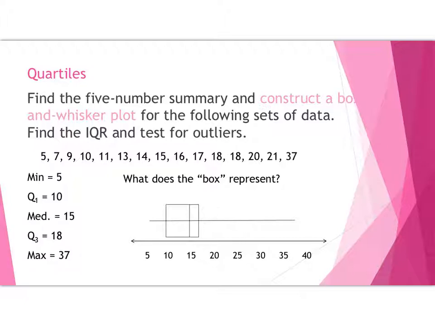The box has 25% of the data here and 25% of the data here. So the box represents half your data, 50% of it. And which half? Well, I've got a fourth that's lower and a fourth that's higher, so it's the middle 50% of your data.